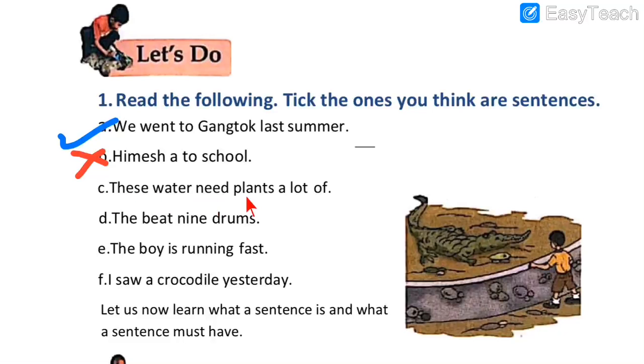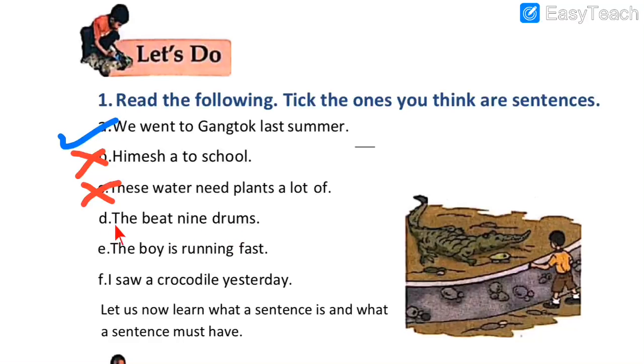These water need plants a lot of. Is this a sentence? Does it make sense? These water need plants a lot of. See, it does not make complete sense. It should be like this: These plants need a lot of water. But here it is not given in the correct order. So again, this is not a sentence and we have to put a cross mark because it is not a complete sentence.